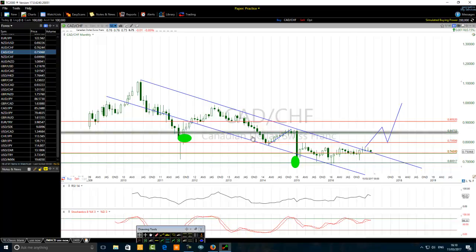People were selling. Now the price does not display a new lower low, because if you see, the market pattern is changing. So you have to know when the market pattern is changing.